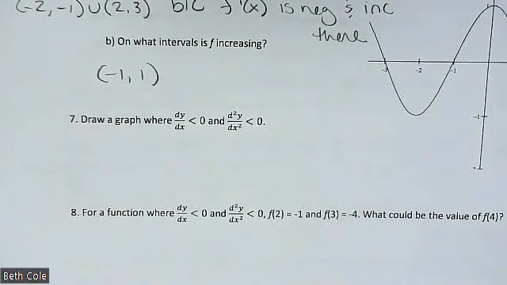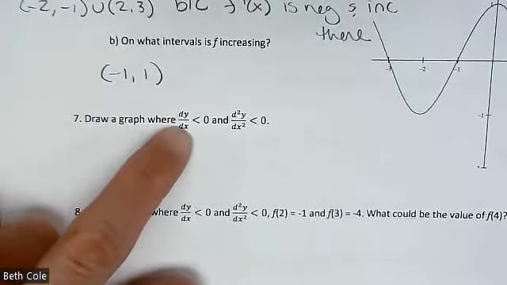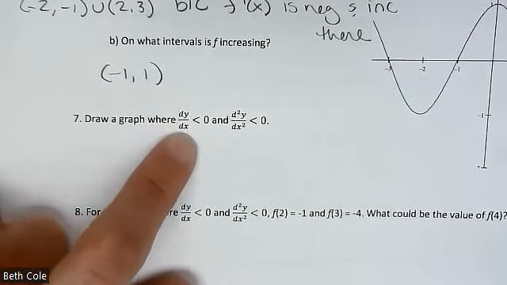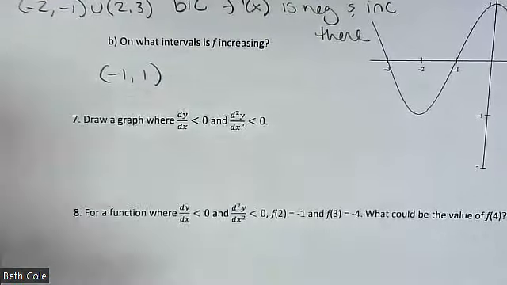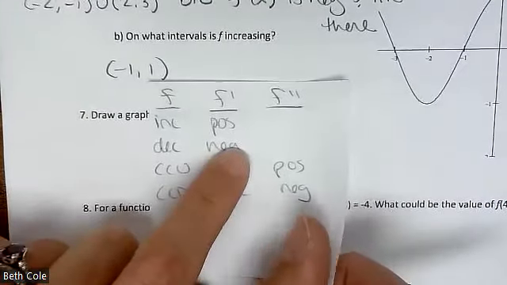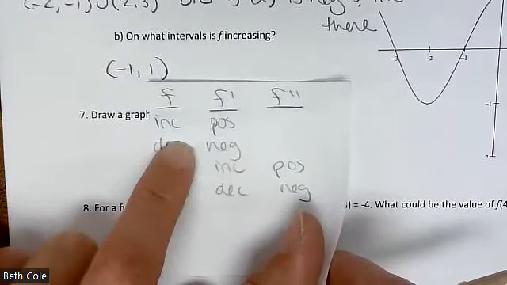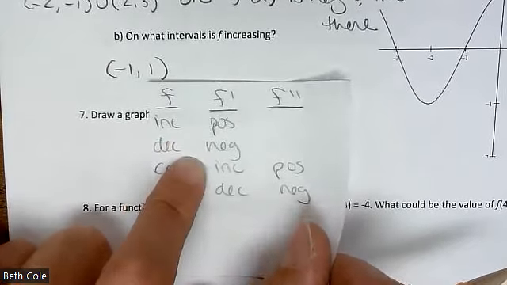All right, number 7. I kind of put 7 and 8 together a little bit, made them sort of piggyback on each other. Draw a graph where? What on earth does that mean? Derivative, first derivative is negative. All right, where the first derivative is negative means your graph is, okay, hold that in your mind, decreasing.